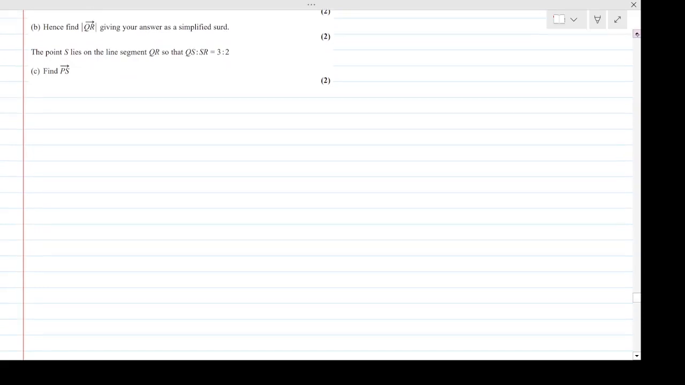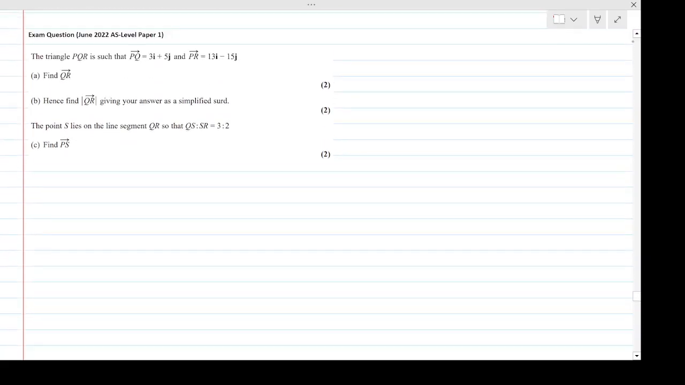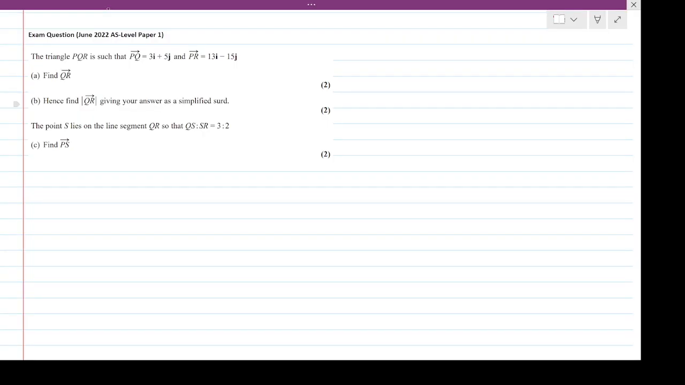Right, we're going to finish off with an exam question. And we are given now the triangle PQR. It's actually not too dissimilar to the last question. The triangle PQR is such that the vector PQ is 3i add 5j and PR is 3i minus 15j. Find the vector QR.